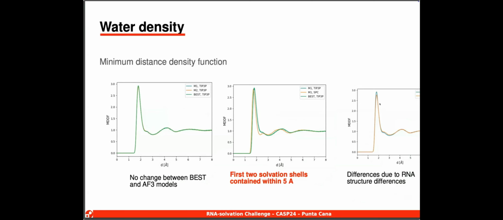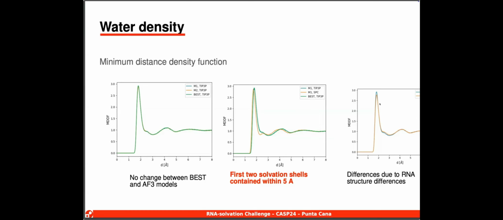We look at the minimum distance density function, so basically the distribution of the distance of water molecules with the minimum distance that they have from the solute. So if we take model 1, model 2, and for example the best one using the TIP3P water model, we see that there is practically no change. So we could say roughly that the structure around it is basically the same.